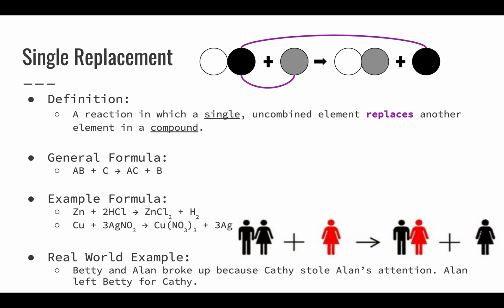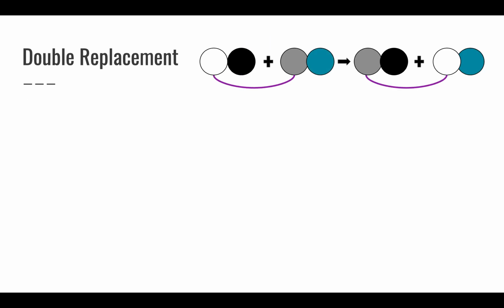So if single replacement is rough, double replacement is double rough, okay? So we've added a fourth circle here, okay? We have a double, and we're going to end up with two doubles on the right side as well. What happens here is this: our white and our gray are going to switch spots. So white is with black at the beginning, but white is with blue at the end.